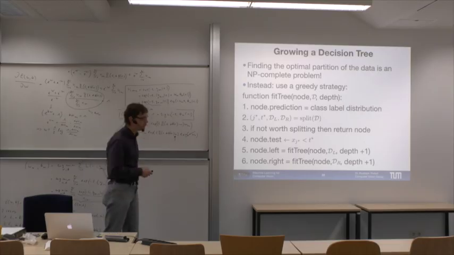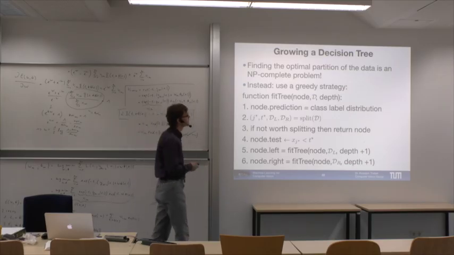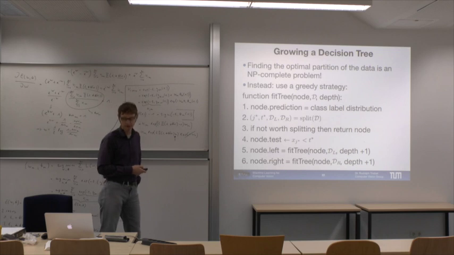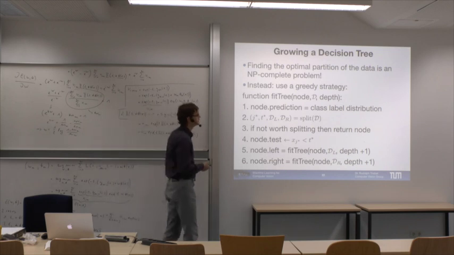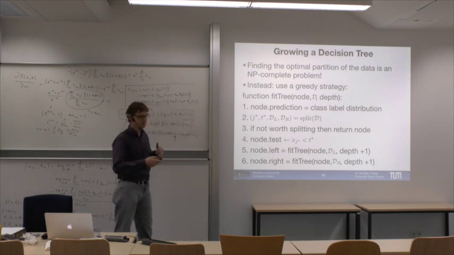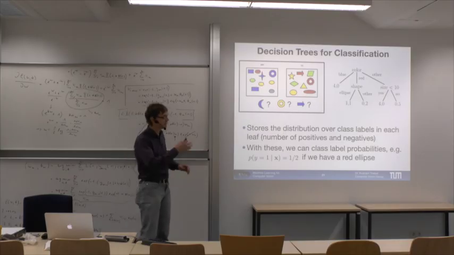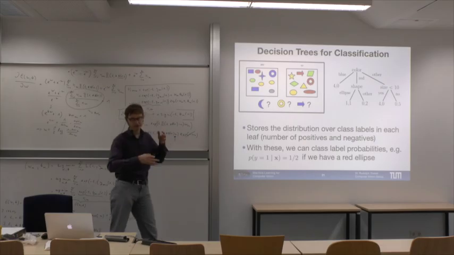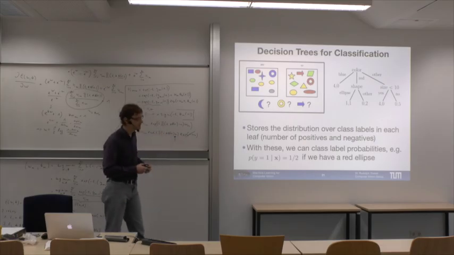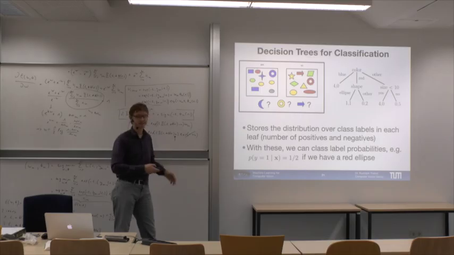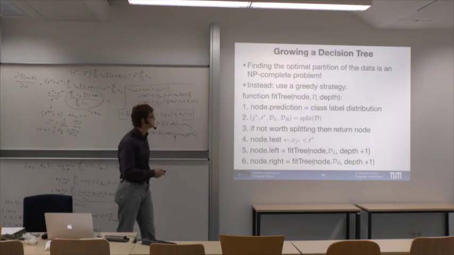Now, how to grow such a tree is a very hard problem. To find the optimal partition of data is an NP-complete problem. You can imagine that if you have many features, then you have to find all kinds of combinations of features in trees. Every order of features gives you a different tree, and then of course the tree size varies and stuff like that. So this is not so easy.